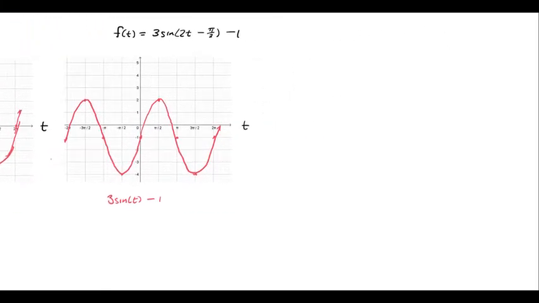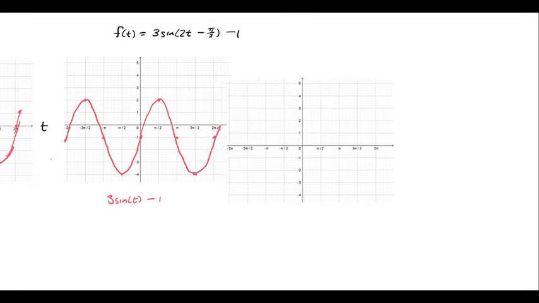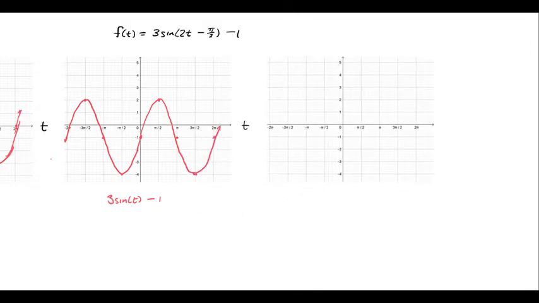I'm going to put down another grid. You may be wondering how many more of these are we going to do? Not too many more, I promise. Okay, let's talk now about the function 3 sine of 2t minus 1. So you notice I've replaced t with 2t.